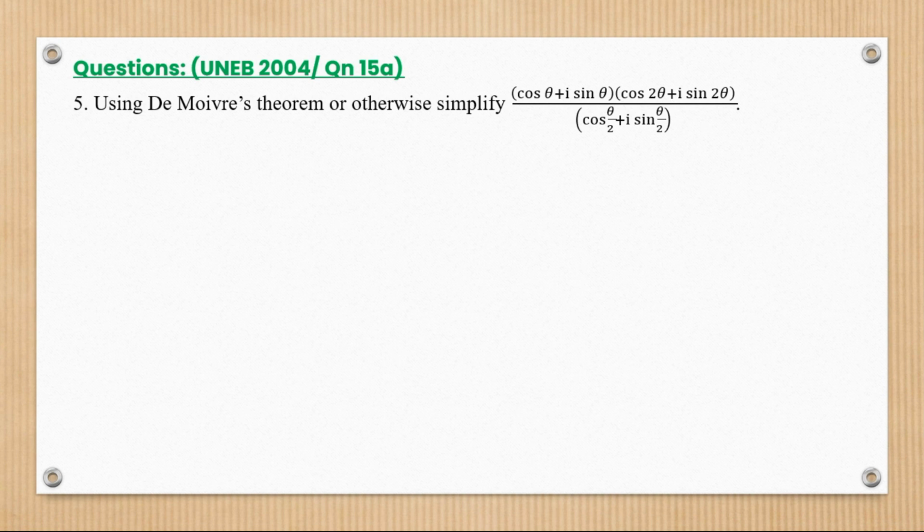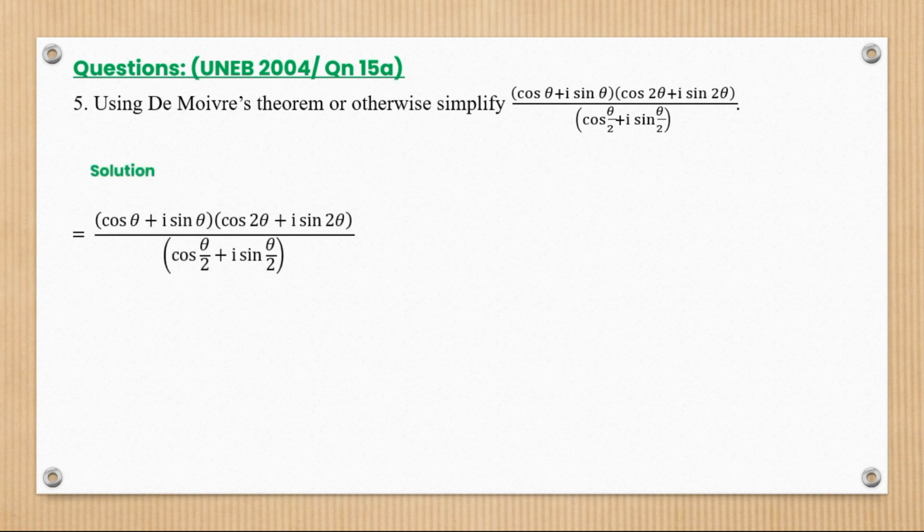Here is another example from UNEB 2004, question number 15A. We're being told, using De-Moivre's theorem or otherwise, simplify that. So we have (cos theta plus i sine theta) times (cos 2 theta plus i sine 2 theta) over (cos pi over 2 plus i sine pi over 2). When someone sees this at once, they may think of other formulas that we've been using in trigonometry. But this is actually easy to do if you know how to use De-Moivre's theorem.